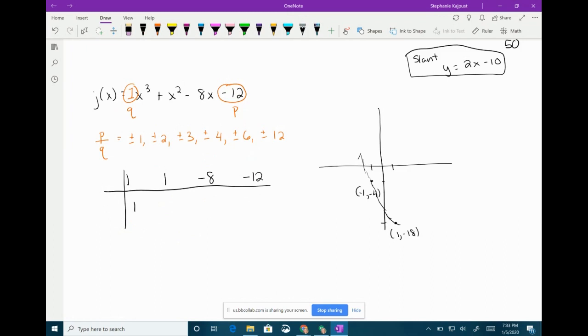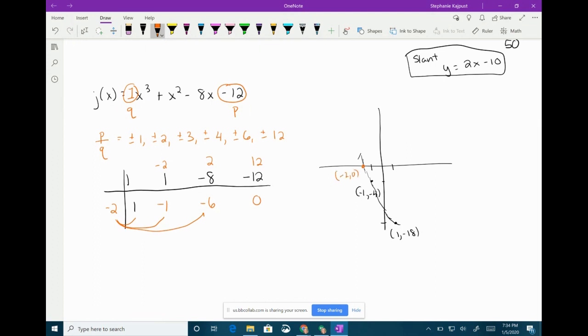And this is the thought process when you're guessing and checking with synthetic division to try to factor something or find the zeros. So negative 2. I have negative 2 times 1, so that's negative 2. Negative 2 plus 1 is negative 1. Negative 2 times negative 1 is 2. 2 minus 8 is negative 6. And now I can see this is going to work out nicely. Negative 2 times negative 6 is a positive 12. 12 minus 12 is 0. So I have found that at negative 2, I'm at 0.